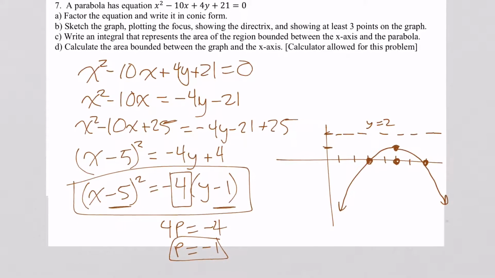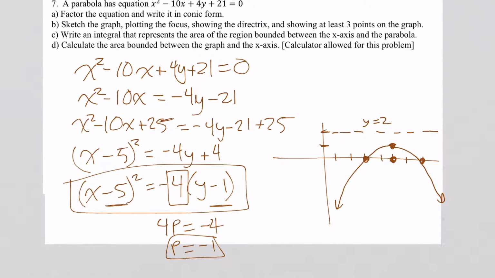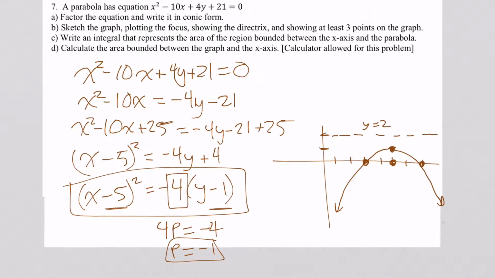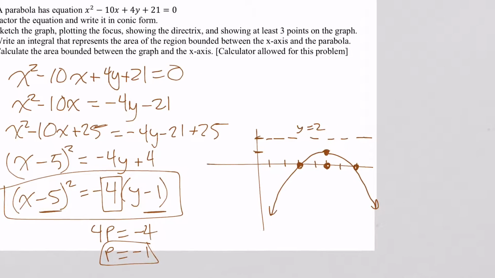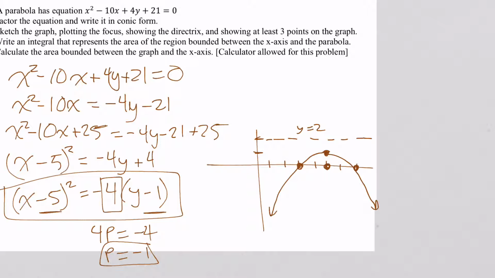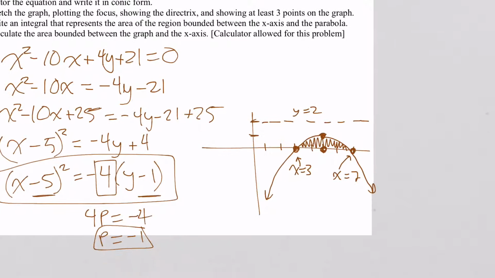Now on C, I want to write an integral that represents the area of the region bounded between the x-axis and the parabola. If it's bounded between the x-axis and the parabola, it means I want this area right there. Now notice that area runs from an x value of 3 to an x value of 4, 5, 6, 7. So I know that my bounds of integration are going to go from the x value of 3 to the x value of 7.